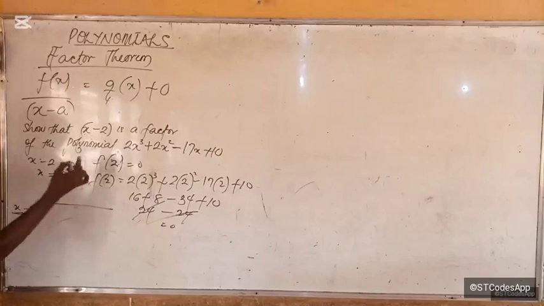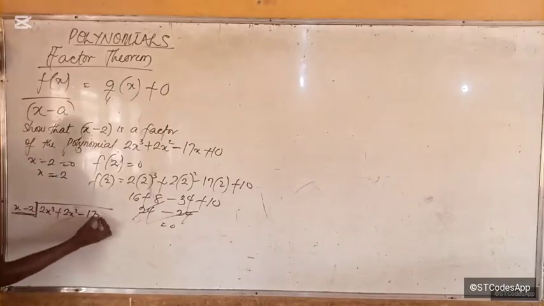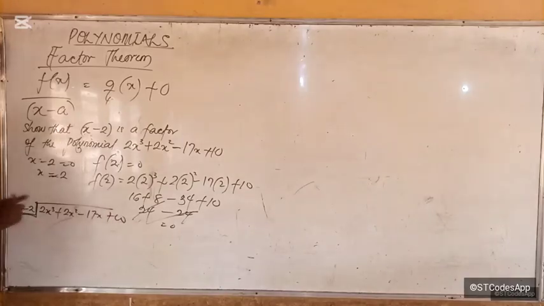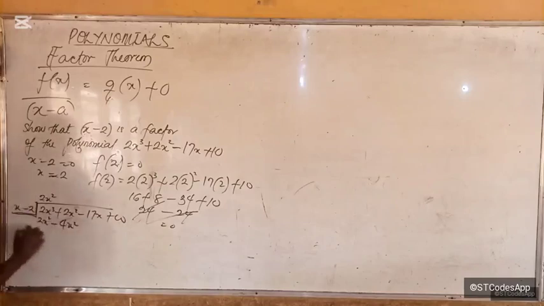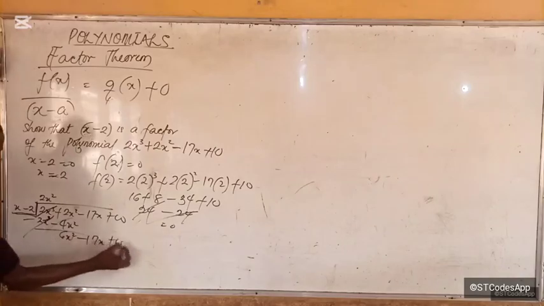X minus 2, you have 2x cubed plus 2x squared minus 17x plus 10. So pick the first one, divided by this, you get 2x squared. 2x squared multiplied by this, 2x squared times minus 2 is minus 4x squared. By the time you subtract, the 2x cubed is taken care of, and we have plus 6x squared minus 17x plus 10.